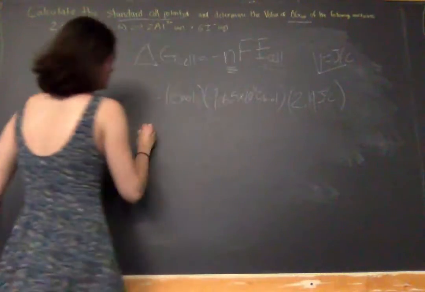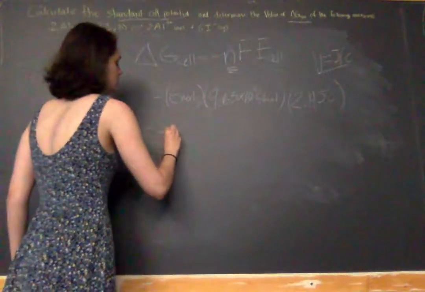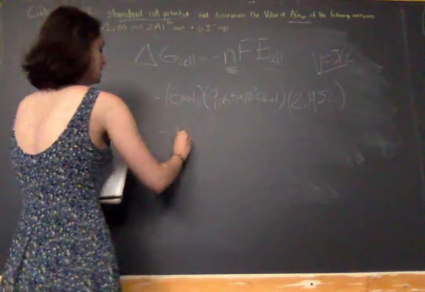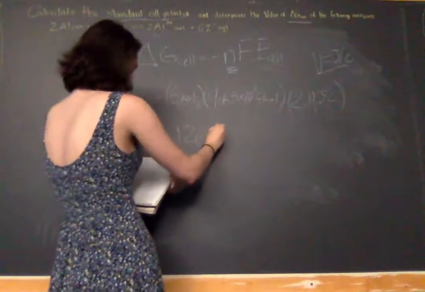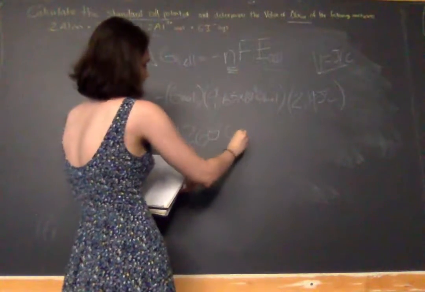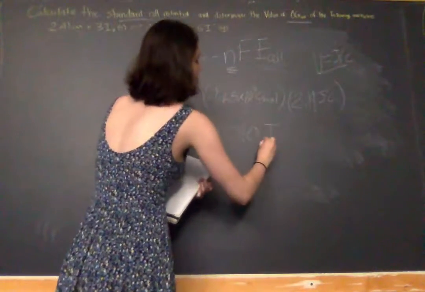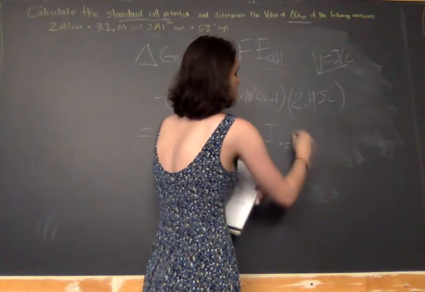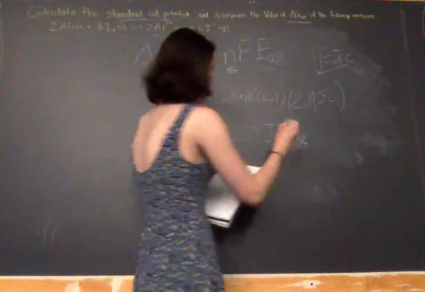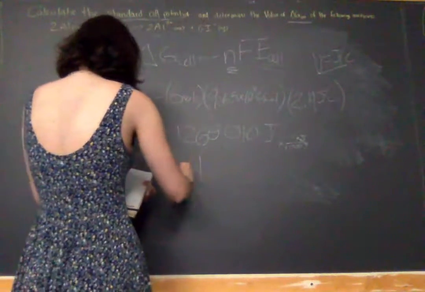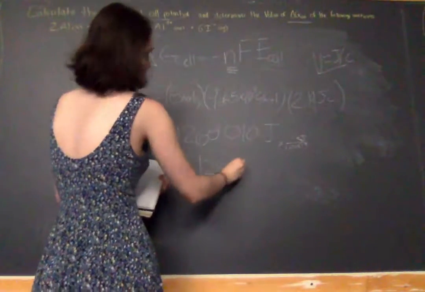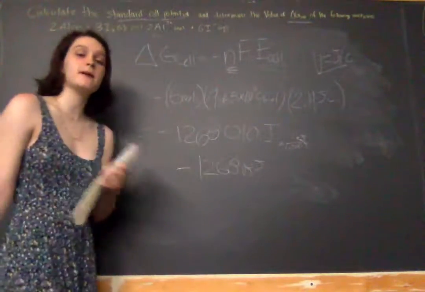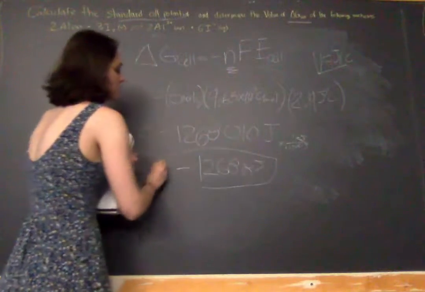And altogether, this equals negative 1,268,010 joules. Converted to kilojoules equals negative 1,268 kilojoules. Since this question didn't specify, both answers would qualify.